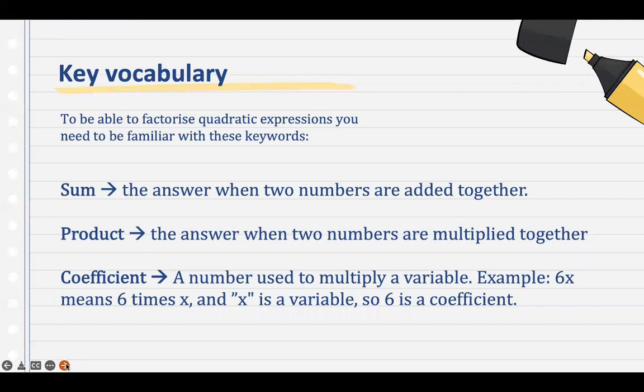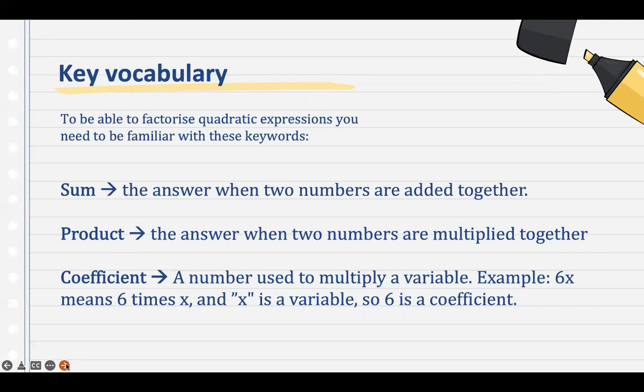Yeah, so the sum: two numbers are added together, they give you the sum. The product: two numbers are multiplied together. And then an extra term that you need to be familiar with is coefficient. So that is the number that multiplies a certain variable.